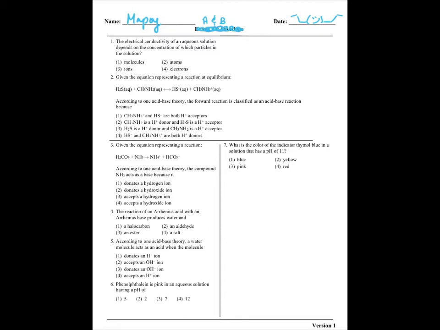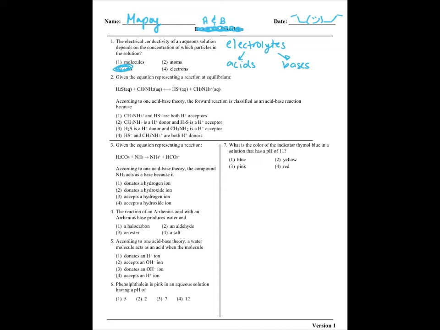Number 1. The electrical conductivity of an aqueous solution depends on the concentration of which particles in the solution. Alright, so this pretty much screams electrolytes, guys. Electrolytes in general pretty much compose of both strong acids and bases, or anything that dissociates into ions. Because acids and bases in general, when they dissolve in water, they dissociate into their ions. For the most part, strong ones do. Weaker ones, maybe not so much.